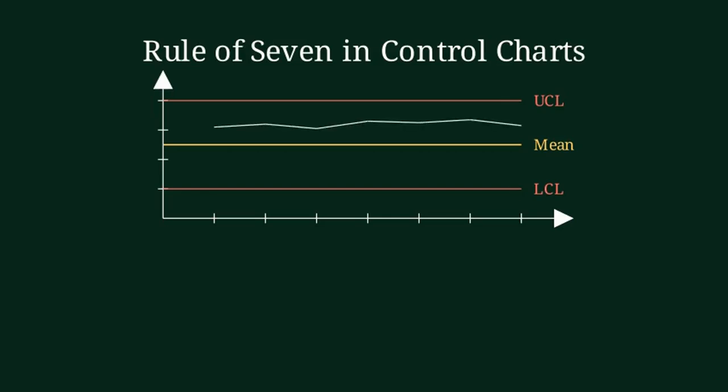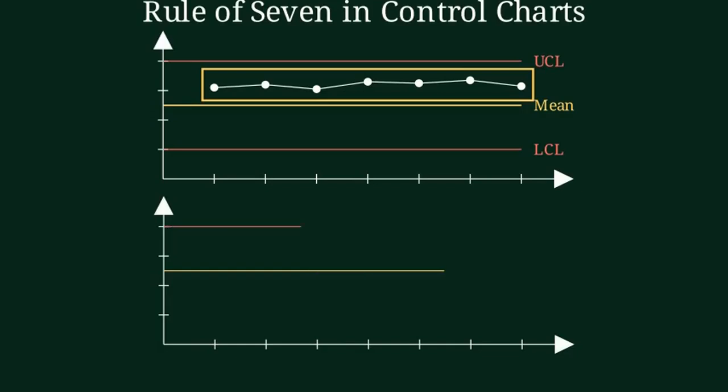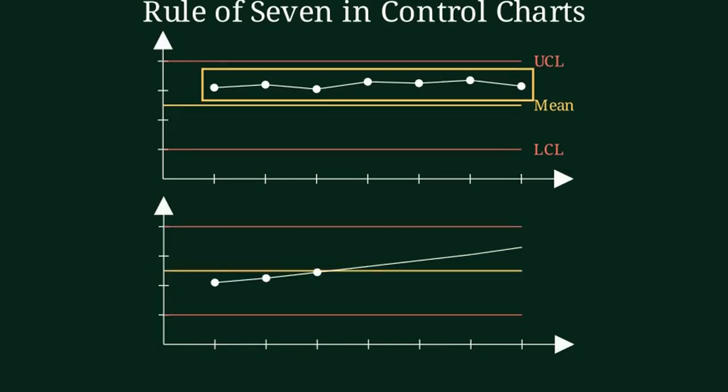The rule of 7 says that if 7 points behave in a non-random pattern, we should investigate. The first pattern is 7 points in a row on the same side of the mean, which suggests a shift. Even though all these points are between the upper and lower control limits, the mean has effectively shifted upward. The second pattern is a trend. If 7 points are constantly increasing or constantly decreasing, that suggests a gradual drift.